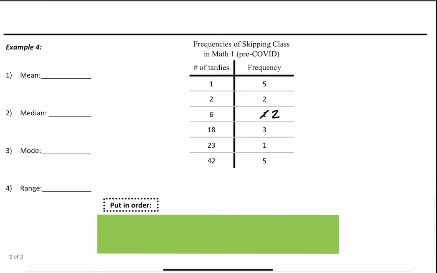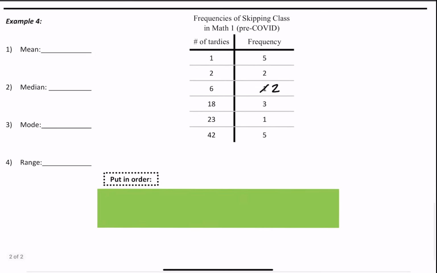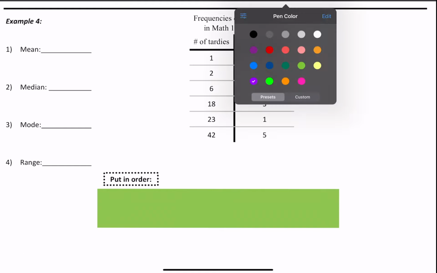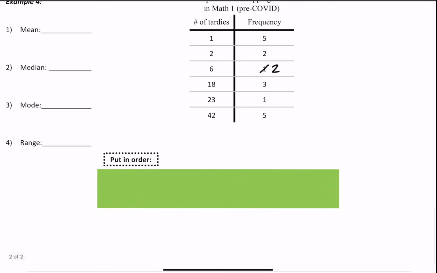Example 4 is about the frequencies of skipping class in Math 1 before COVID. And there's a boo-boo here that I want to fix because I want to do another special type of median. So instead of 1/6 for frequency, I want to cross out that 1 and put 2. Okay, and remember, frequency means how many we have of the tardies.